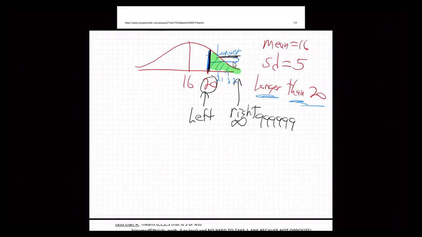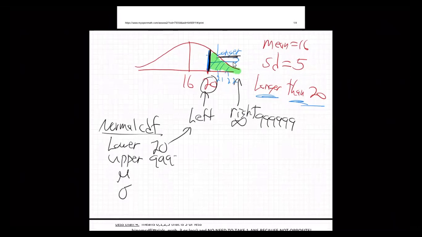So when I do the, what's it called? The normal CDF, we're going to go lower, upper, mu, and sigma if you have the newer kind. So the lower is going to be the left. It's going to be the 20. The upper is the 9s forever. So by lower and upper, they mean left and right. And the mu is 16. The standard is 5. So you would put that into your calculator, and the numbers would come out.